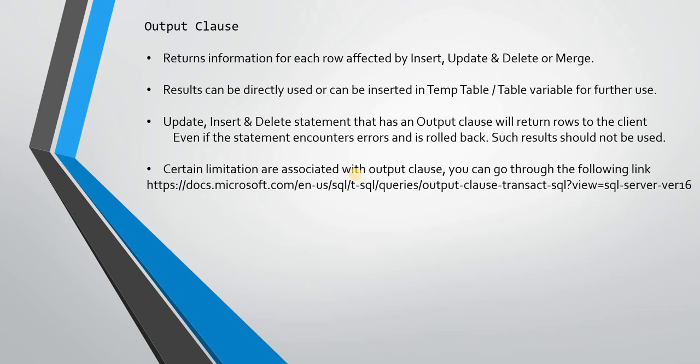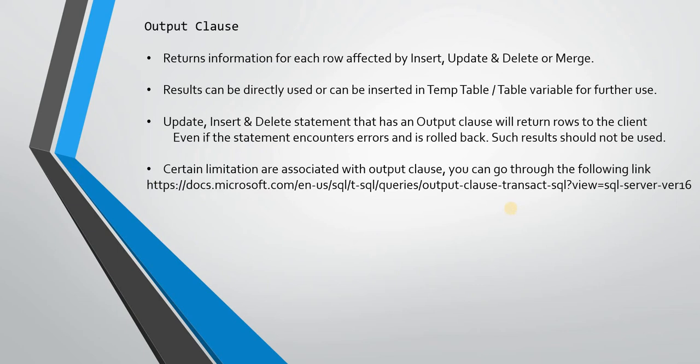An update, insert, and delete statement that has an output clause will return rows to the client even if the statement encounters errors and is rolled back. Such results should not be used, right? So with this output clause, if you are doing these DML operations within a transaction and something goes wrong and it rolls back the DML operations, still the output clause will create that output data. So such results should not be used. Of course, the output clause comes with some more limitations also. You can actually go to the official Microsoft site to know more about the limitations of an output clause.